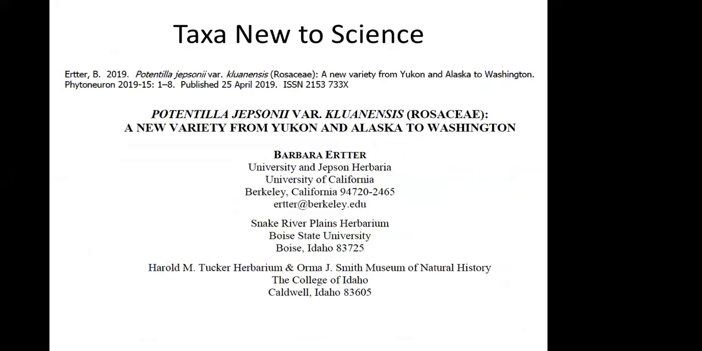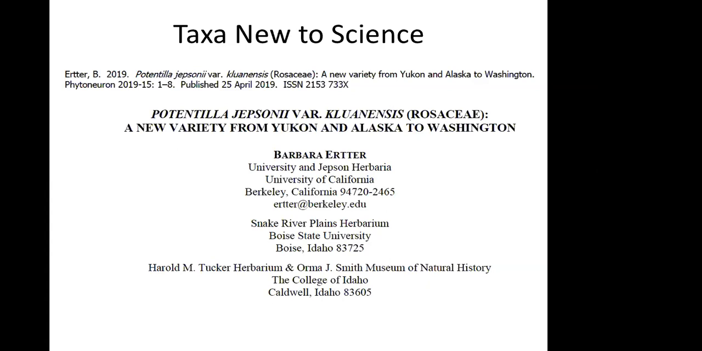So let's start out with the first category, taxa new to science. In this paper that was published in 2019, Barbara Ertter, who is really the world's authority on the genus Potentilla and Drymocallis, published a new variety of Potentilla that occurs from Alaska down to northern Washington. And she calls that taxon Potentilla jepsonii, variety cluanensis. There's a national park up in the Yukon, Kluane, I believe, and that's where the name comes from.